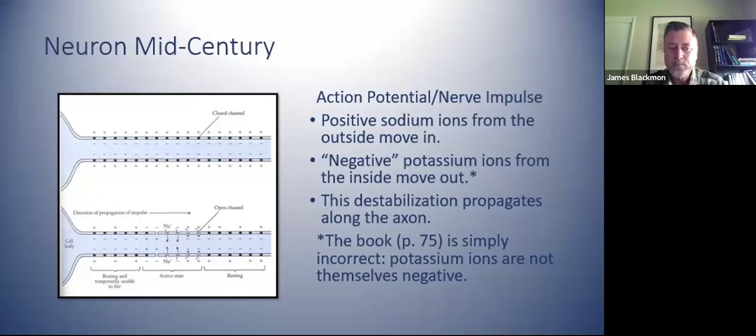And then you have these gates. And when the activity in the cell body reaches a threshold, these gates right here open. Okay. And the positive sodium ions, which are outside, they rush in. And the quote unquote negative potassium ions move out. So you get this exchange.